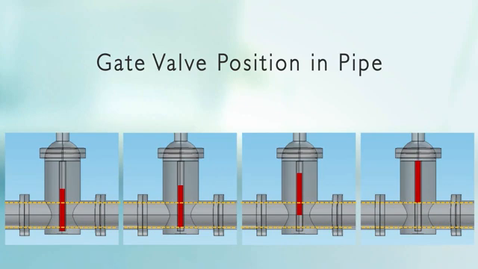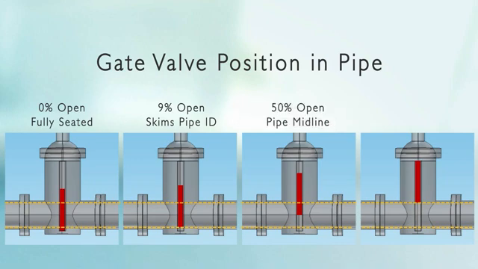Okay, the valve itself's got a 5-inch total travel, and it's a true valve in that it seats a little bit in a recess inside the valve itself. So when it's fully closed, obviously there's no flow. But when it is open, it has to get to about 9% open before it's actually skimming the inside of the pipe. When it's 50% open, it's at the midline. When it's 91% open, it's skimming the top part of the pipe.